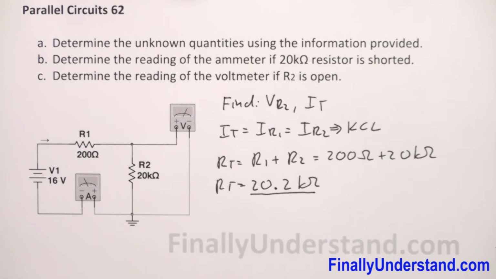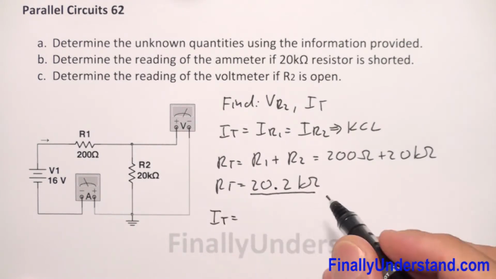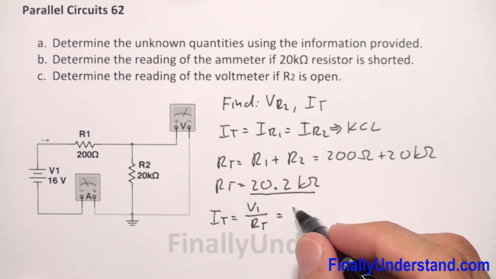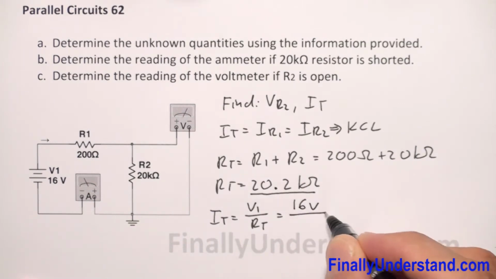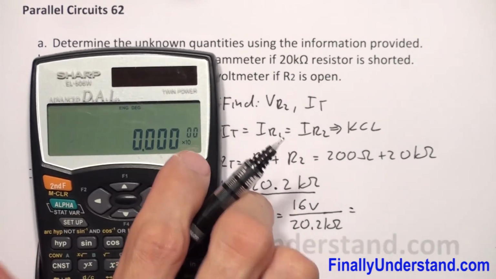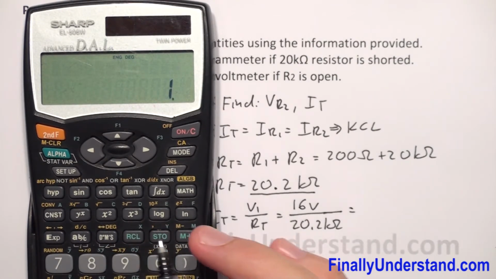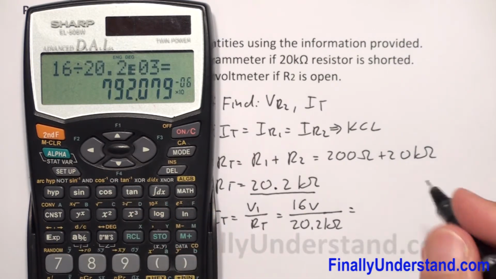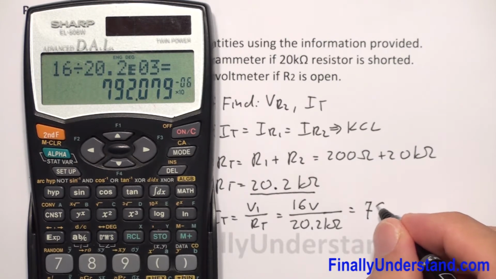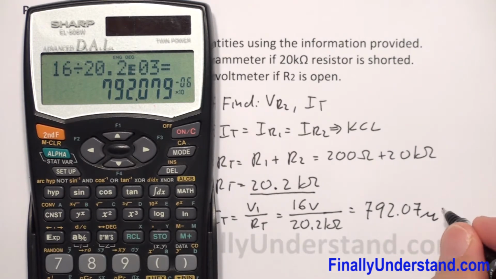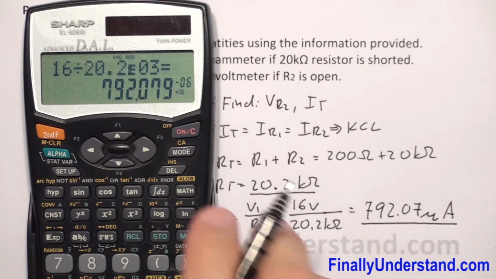Now we're supposed to find I total. I total is equal to voltage V1 over R total, where V1 is equal to 16 volts. 16 volts divided by 20.2 kilo ohms, which is 16 divided by 20.2 exponent 3, is equal to 792.07 microamps. This is my total current.